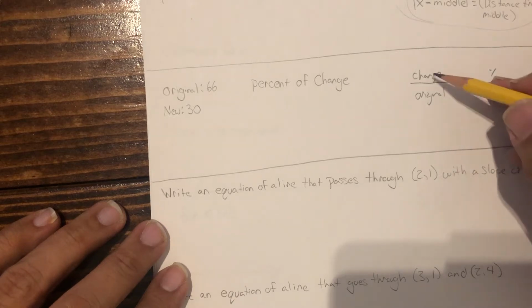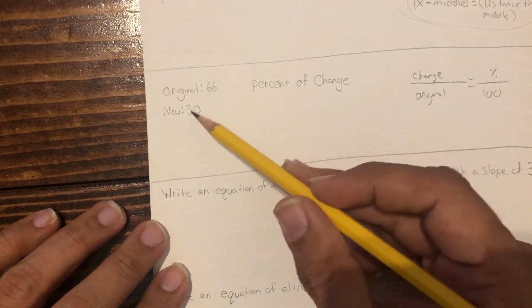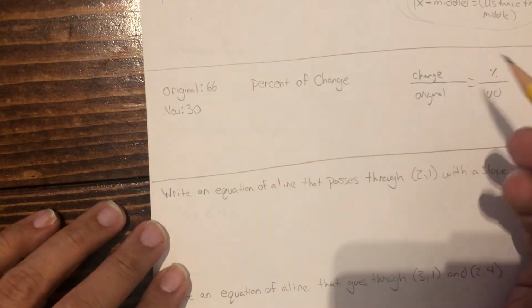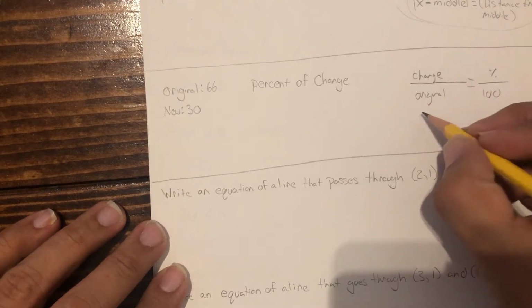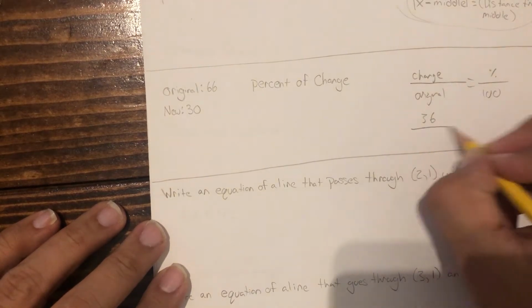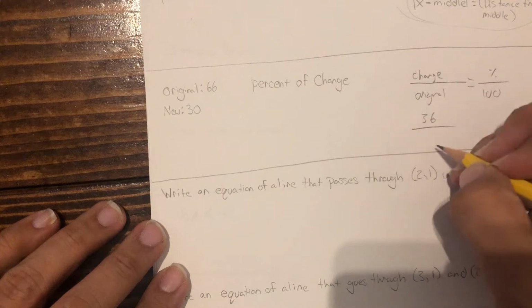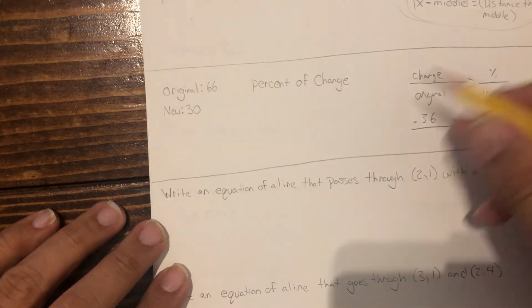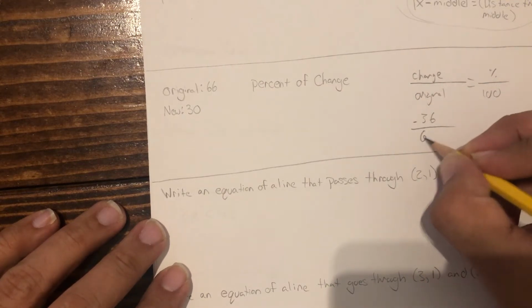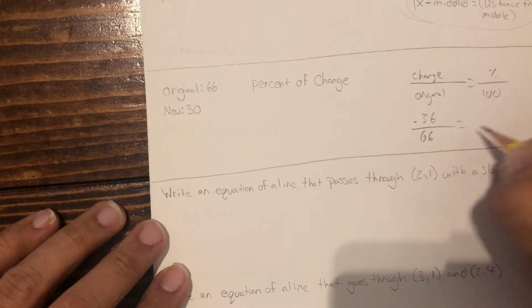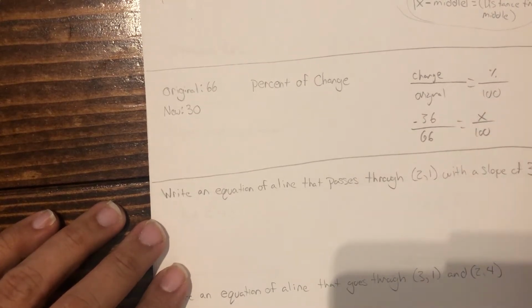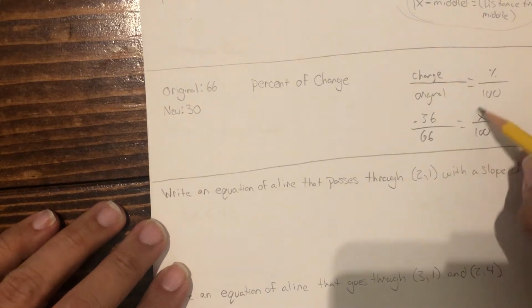So the change, 66 to 30, is a 36 change. 36 is the change, and it's down, so let's say it's negative. And then the original was 66, equals x over 100, and this is the percent you're looking for. The percent of change is what's going to happen here.